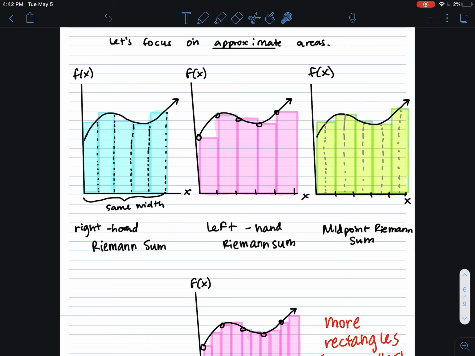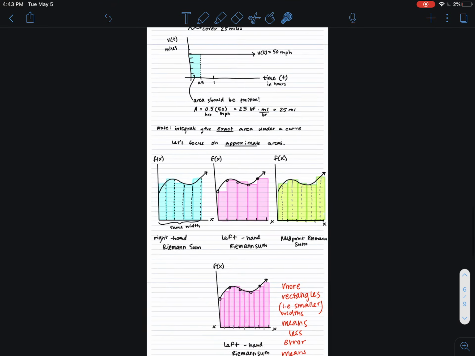You might get asked something like that on your online homework. And then the midpoint one, I believe it both overestimates and underestimates most of the time. So if you look here, we have an underestimation here and an overestimation here. But those patterns are kind of interesting to look at for the left-hand and right-hand ones. And you might be asked about it.